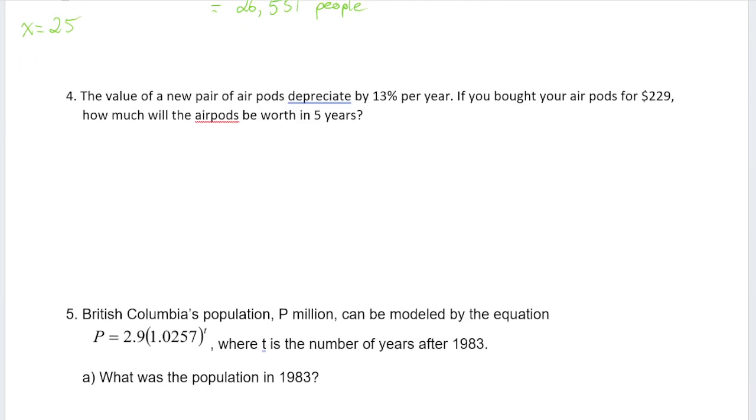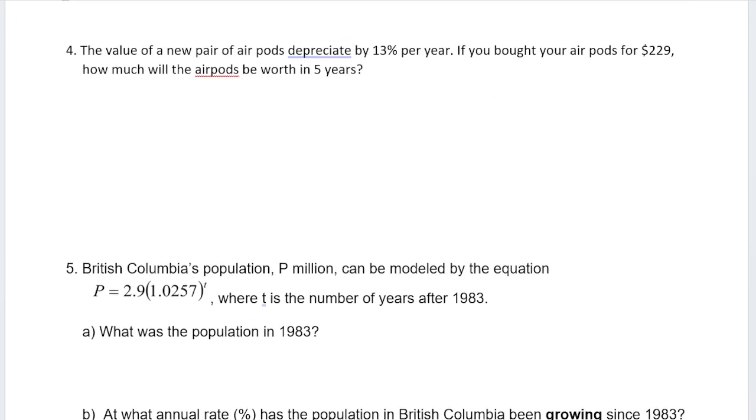Okay, next. The value of a new pair of iPods depreciates. So that tells us this is another decay problem, but not half-life. It doesn't say half-life, just decay. So we are going to have y is equal to a times b to the x again. So let's find what they are.